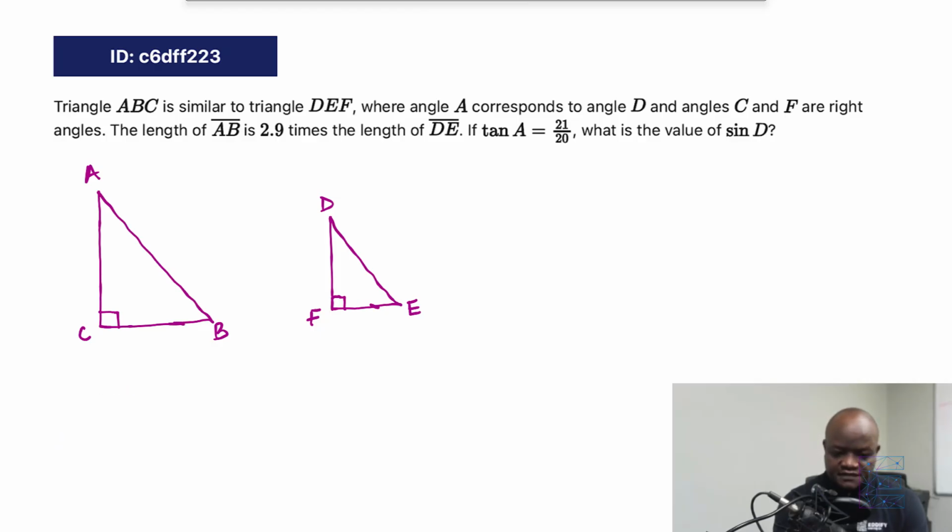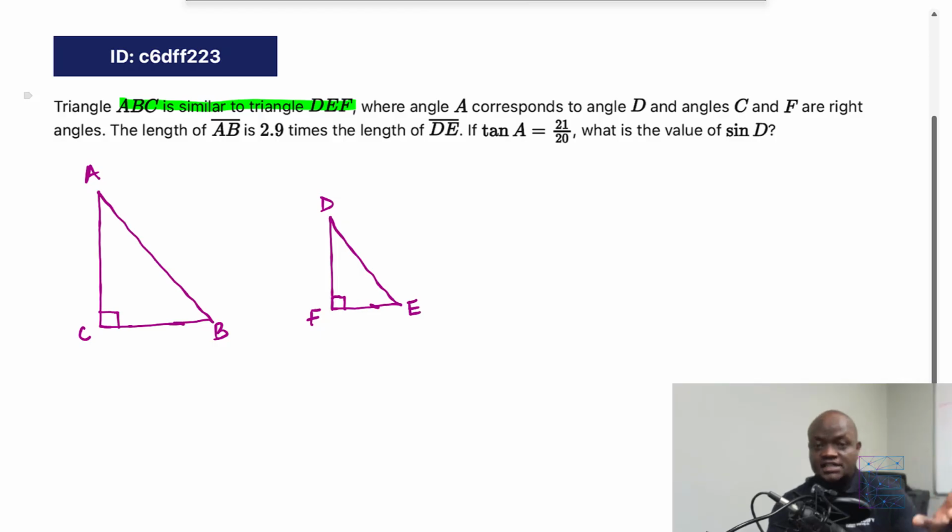So this is a very, very straightforward question if you know this rule. If figures are similar, all their trig functions are exactly the same. The key word here is that these two figures are similar. That means sine, cosine, tangent, and even the inverse functions, like cosecant, secant, and cotangent, are all the same for angles that are corresponding.